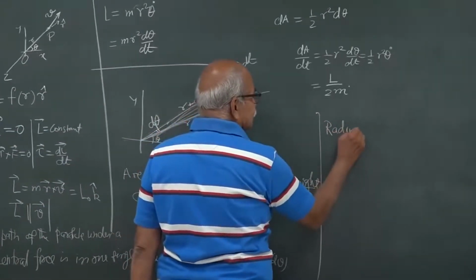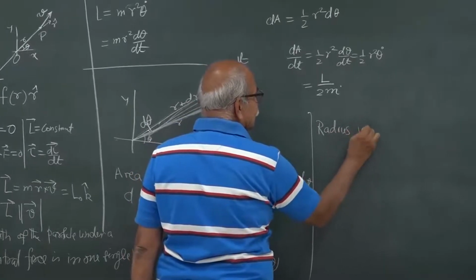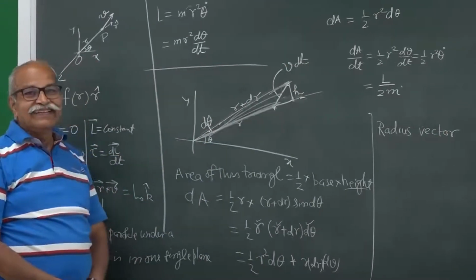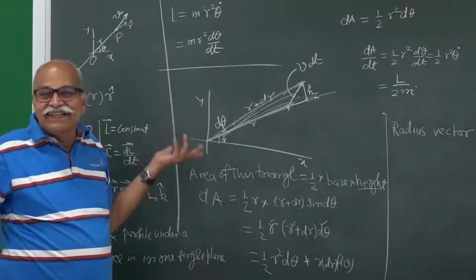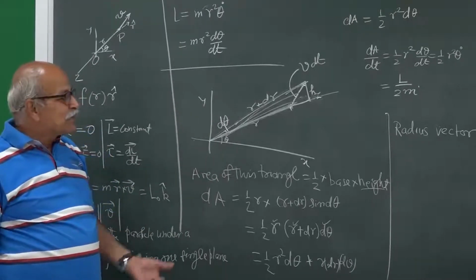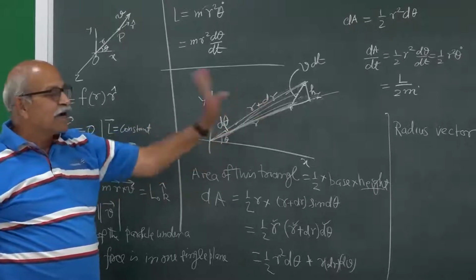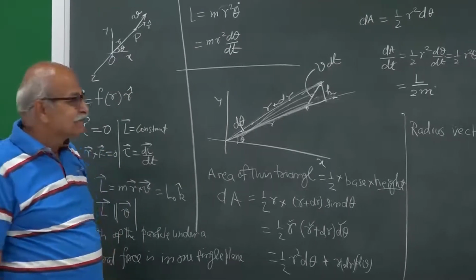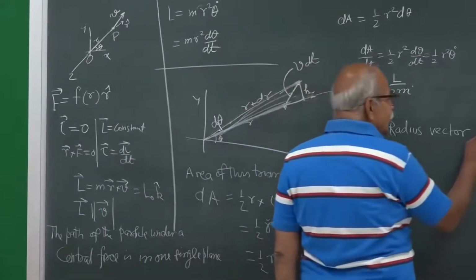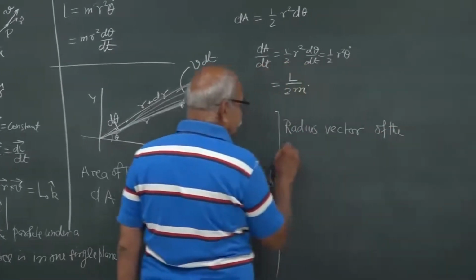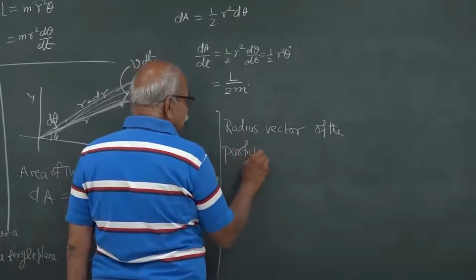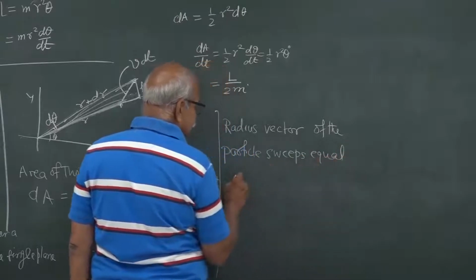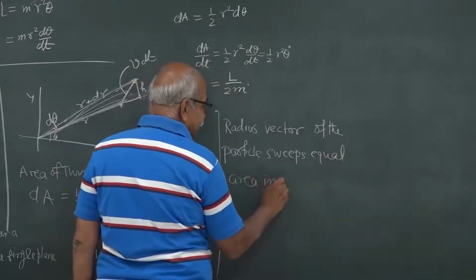Radius vector, what is radius vector? I do not know where is the radius, there is no circle. It can be a circle, but in general it can be anything else. So, the vector from the origin to the particle, the position vector, is also known as radius vector. The radius vector of the particle sweeps equal area in equal time.